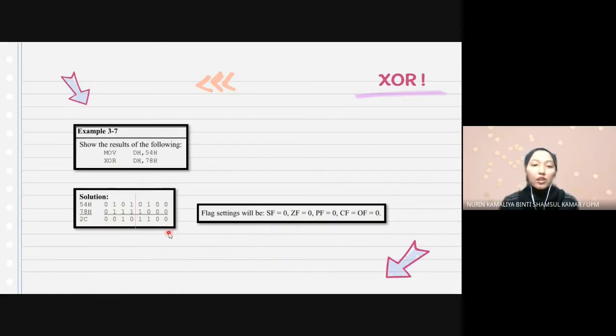ZF equals 0 because the result is not all 0. The parity flag equals 0 because if we look at the result here, we have 1, 2, 3. Three number of 1s means it is odd. When odd, PF equals 0.